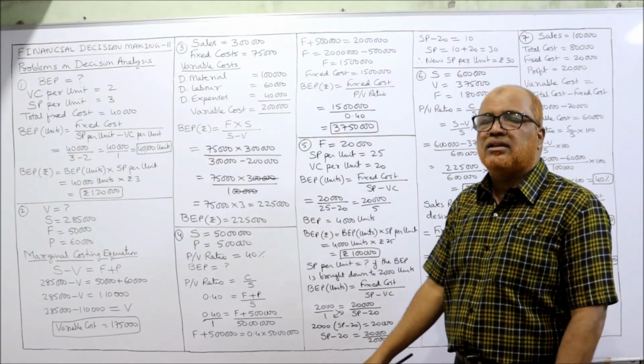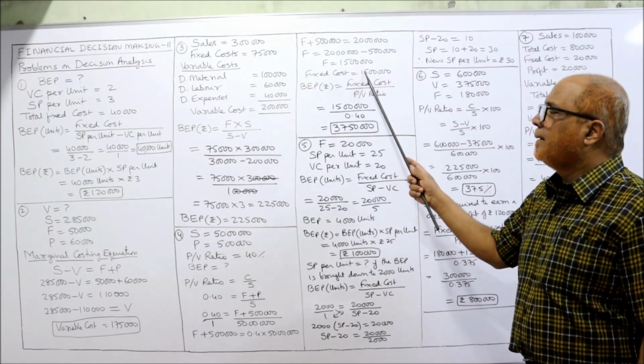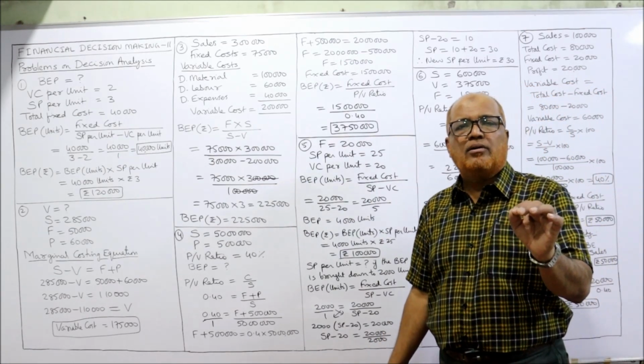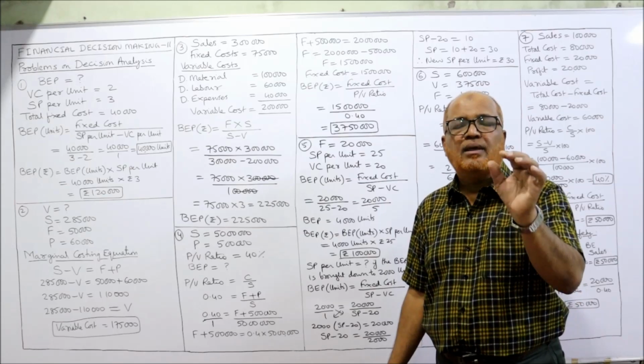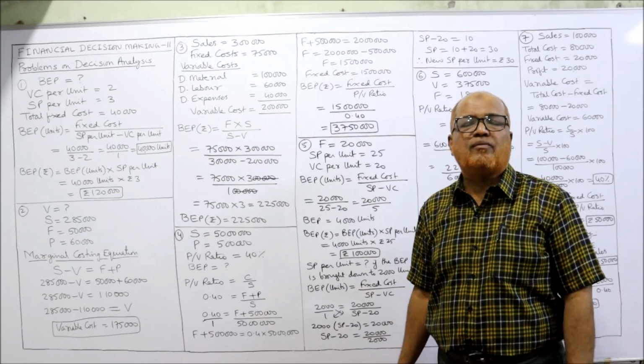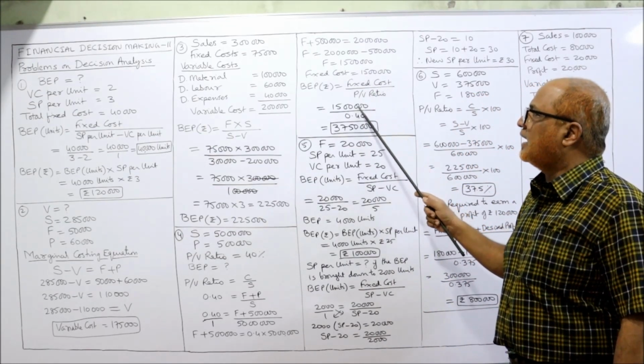So we got the fixed cost as 15 lakh. Now easily we can find out the BEP. Remember the formula. Note it down immediately. The BEP formula is fixed cost by PV ratio, profit volume ratio. Fixed cost just now we have calculated, 15 lakh.